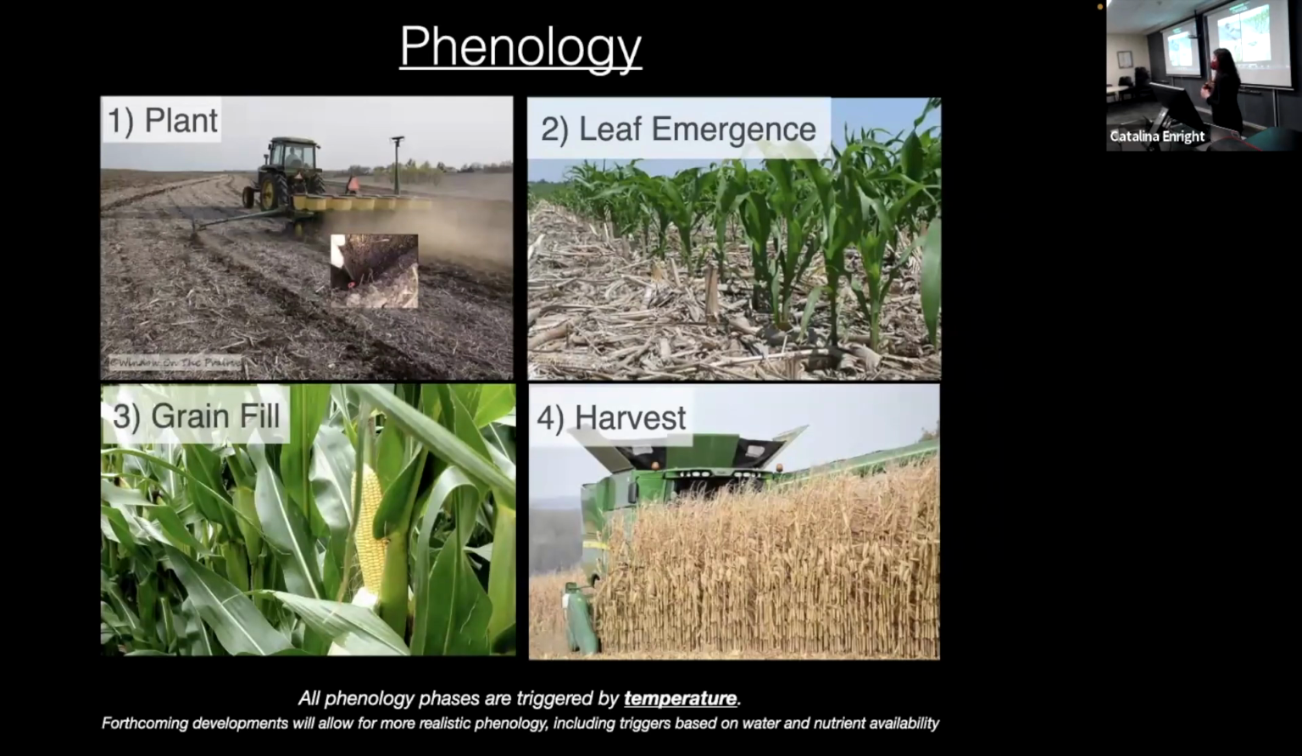The way that phenology is currently represented, as I said, this is based on the agro-IBIS model. There's 4 triggers. There's a planting trigger, there's a leaf emergence trigger, a grain fill trigger, and a harvest trigger. And these phenological phases are all triggered by temperature.